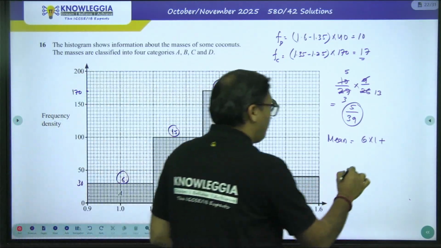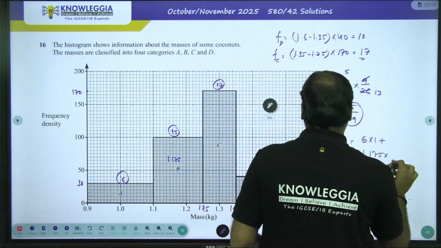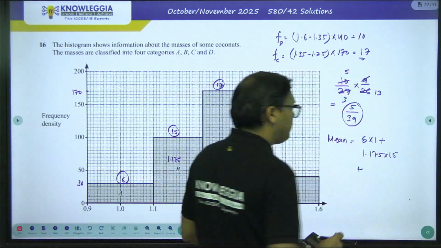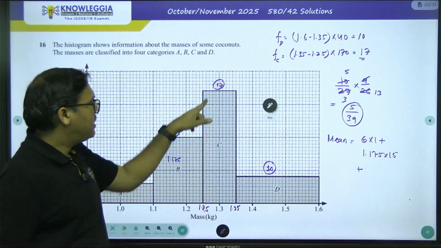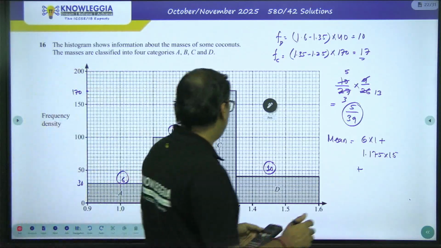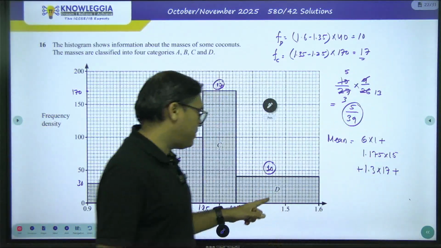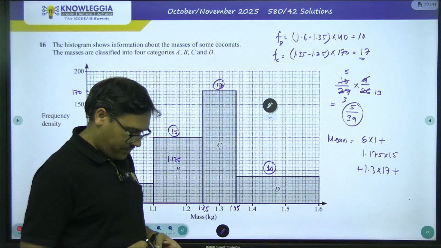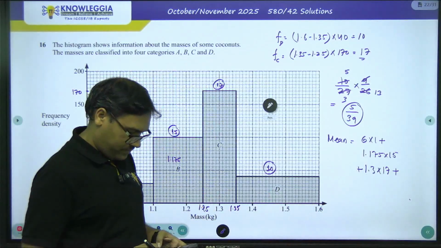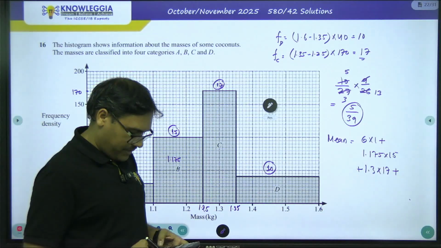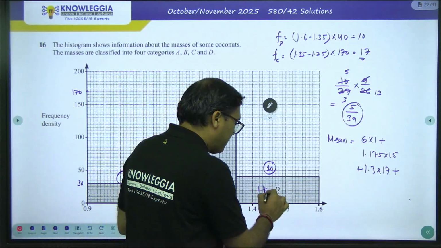So this is 1.175 multiplied, what is the frequency? This is 15 plus, what is the midpoint of this? 1.3, and the frequency is 17. So this is 1.3 into 17 plus, what is the midpoint of this? This is 1.35 plus 1.6 divided by 2. So what is this? The midpoint is 1.475.